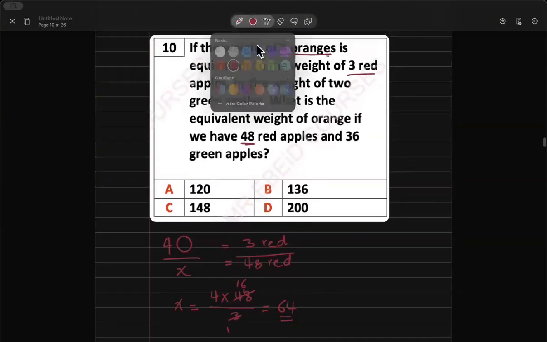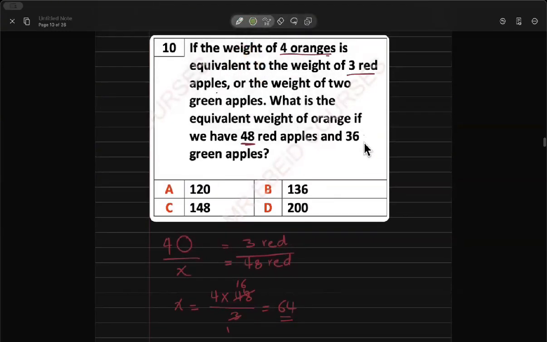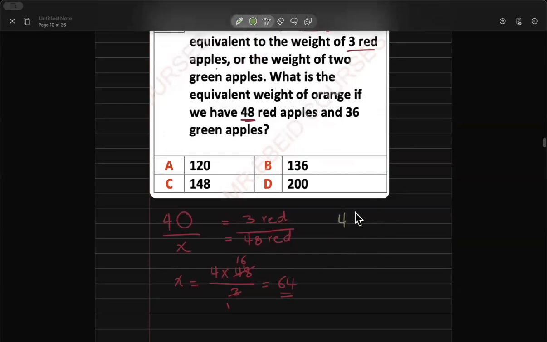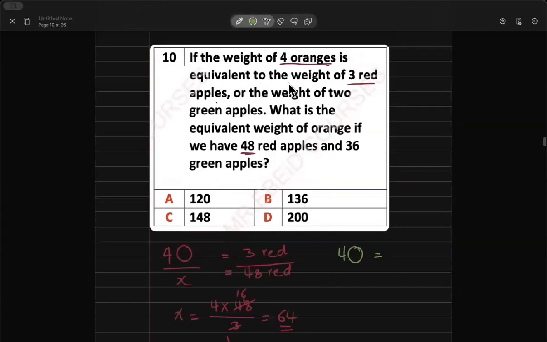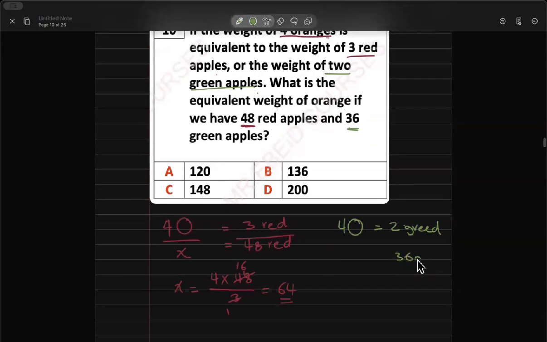For the green one, change it into green. We have 4 oranges is equivalent to 2 green apples. So this is 2 green. So it's half. 4, its half is 2. So if we have 36 green, if you'd like to use cross multiplication, no problem. But I think we have the oranges is double of the green. So you'll just multiply 36 times 2. So it will be 72 oranges.